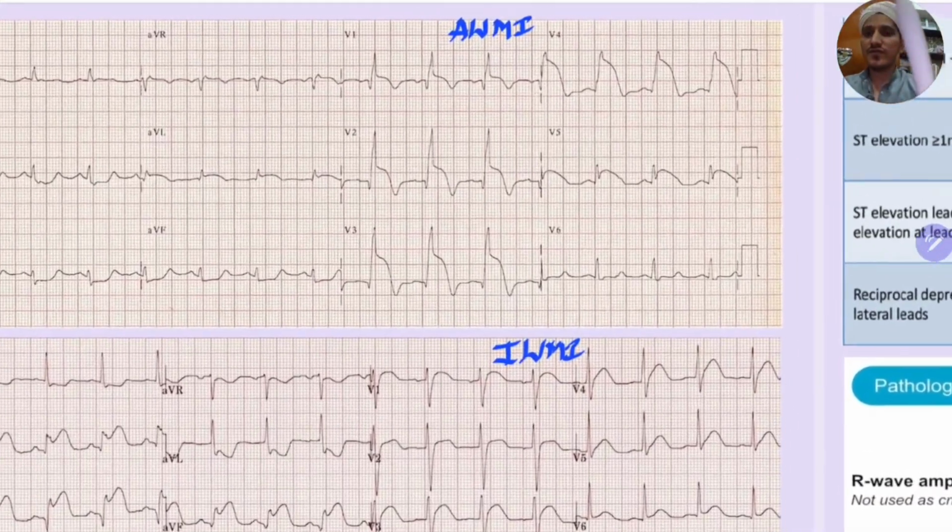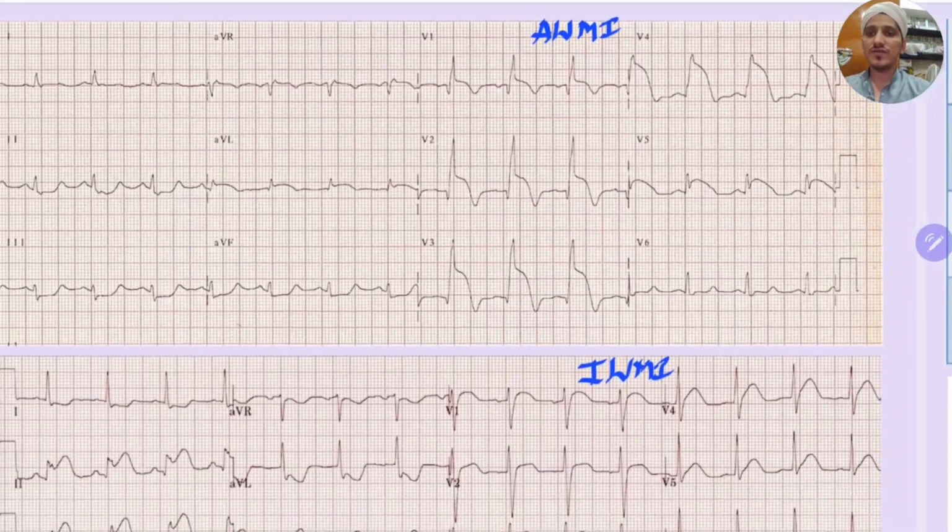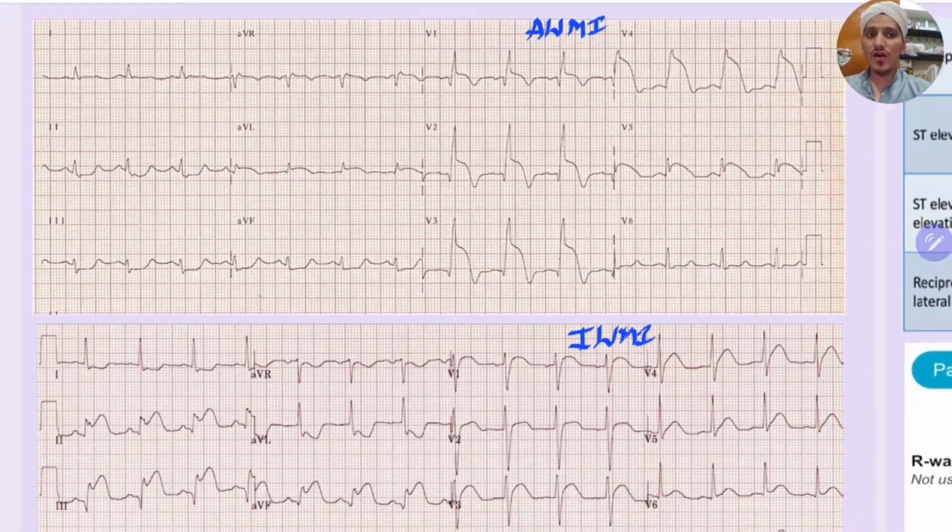Now we will see the ECG of each infarction. See, this is an ECG of anterior wall infarction.